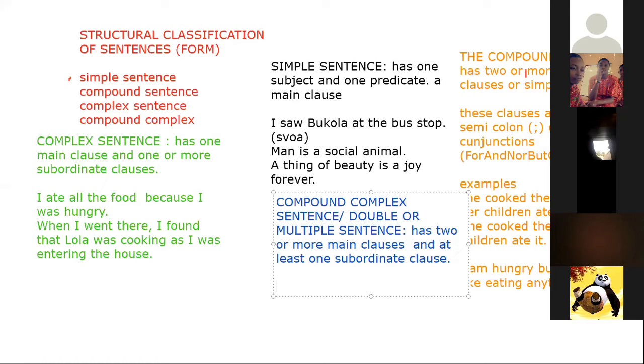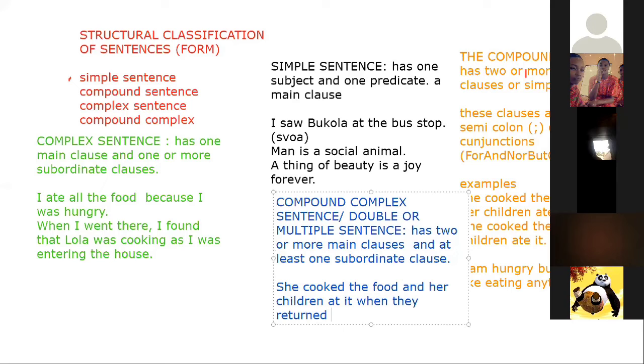So now let me give you an instance. She cooked the food, and her children ate it when they returned from school.